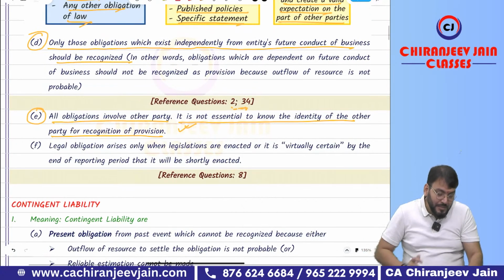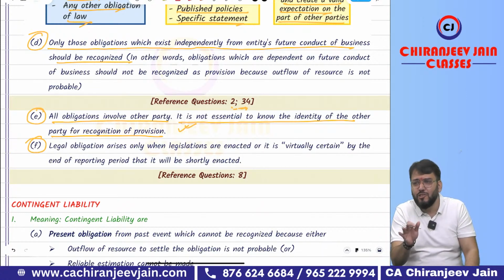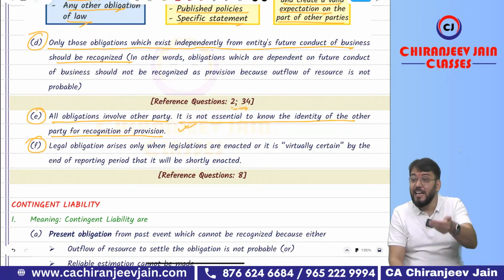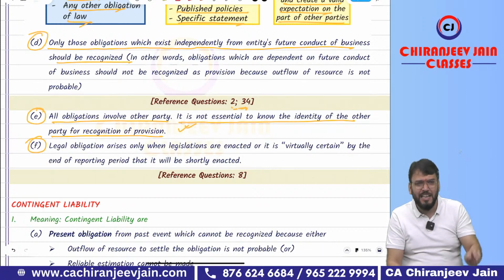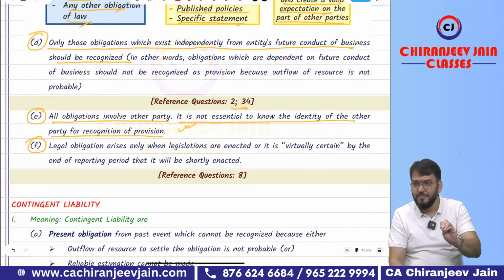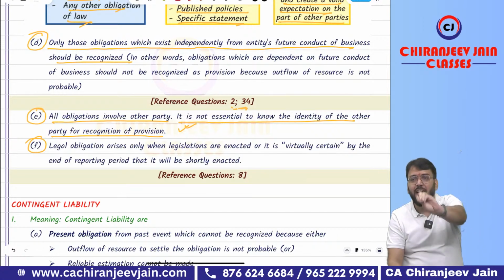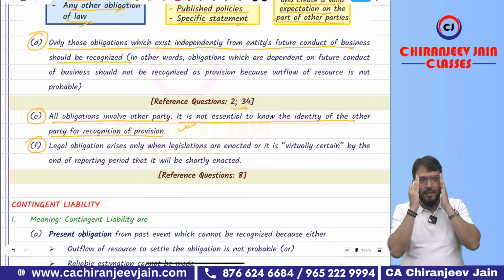Got this point? Then coming to the last point of provision, legal obligation. Legal obligation, you have understood, is due to some act or due to some contract. Now, an act requires enactment. You know enactment? When any bill is passed in both the houses, signed by the President and notified in the Official Gazette of India, it is enacted.